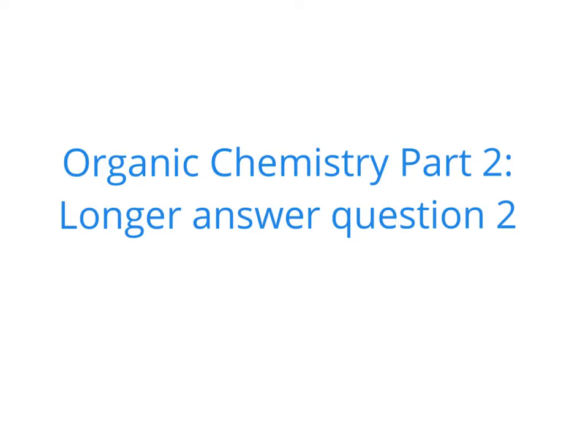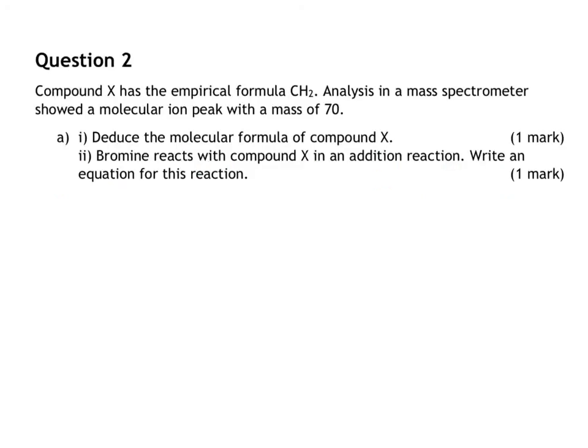So this is the second organic chemistry set of questions, the longer answer questions, question 2. So we have a compound X, this is very common in organic questions, and we're given an empirical formula of CH2 and given information that the molecular ion peak has a mass of 70. So if you're not familiar with that, that means that basically the relative molecular mass, the Mr of the molecule, is 70. And we know that the empirical formula, the simplest ratio, is 1 carbon to 2 hydrogens.